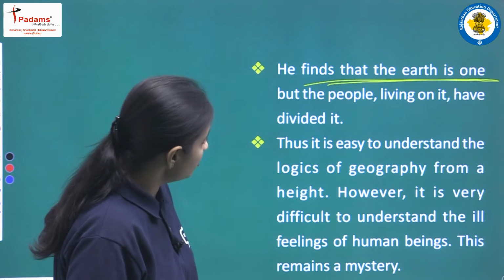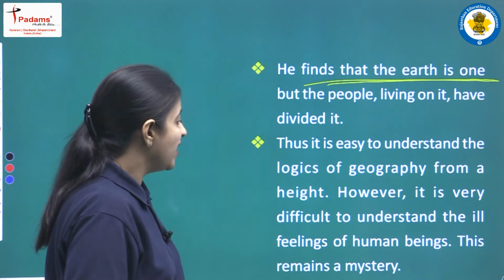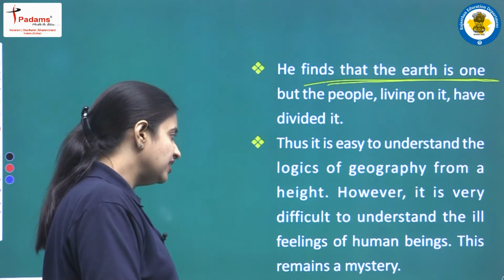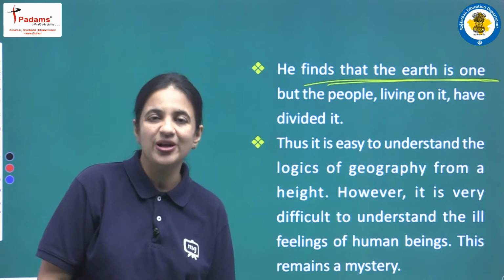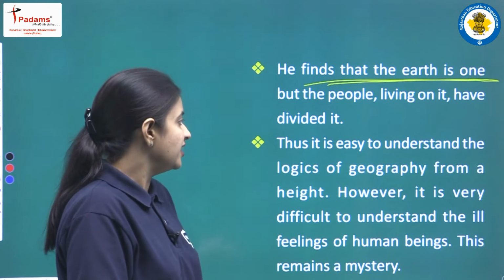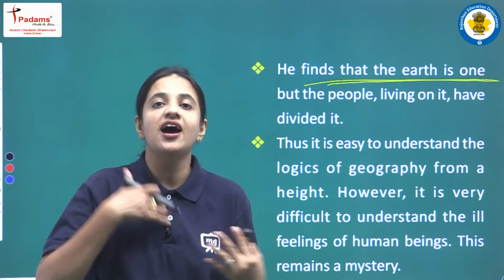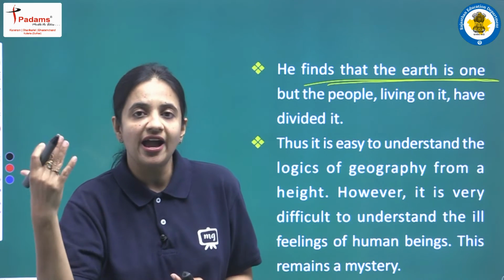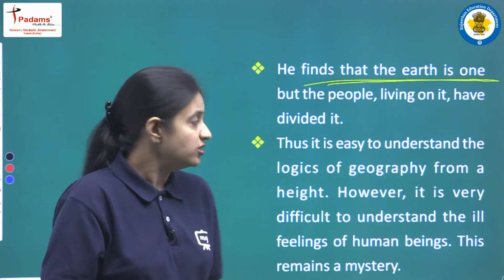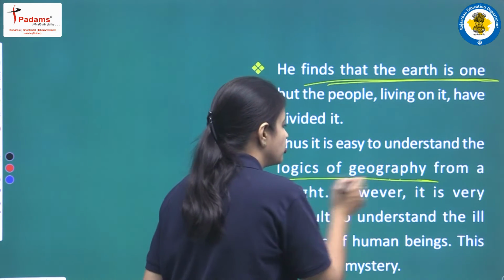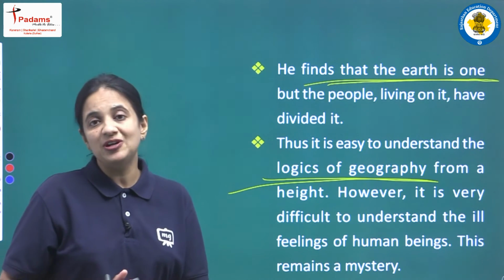Thus it is easy to understand the logics of geography from a height. However, it is very difficult to understand the ill feelings of human beings. This remains a mystery. So finally the poet just wanted to say that when he was on that particular height, flying in that jet higher and higher, and looking towards the ground, towards the city, there were so many logics of geography that were now clear to him.